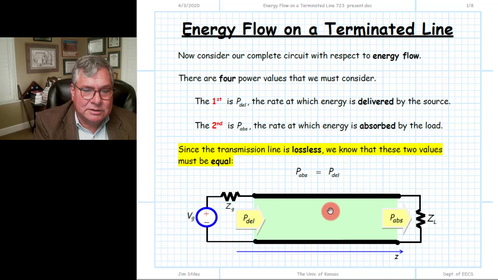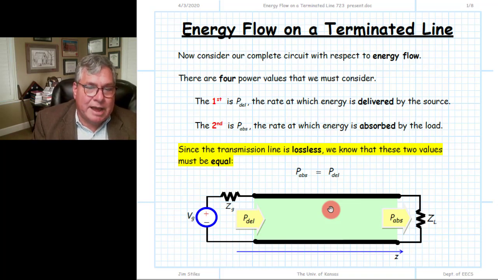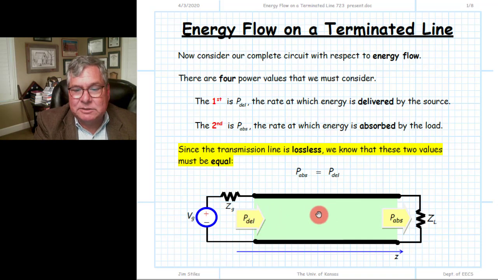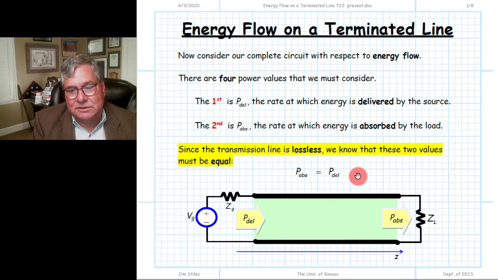Now, between this source and this load, we have a two-port device, which is a lossless transmission line. And the fact that it's lossless is the most important fact here, because if that two-port device is lossless, it cannot alter the rate of energy flow. The delivered power must be equal to the absorbed power if the transmission line is lossless, and we assume that it is. And this is again true for any two-port device that is lossless.